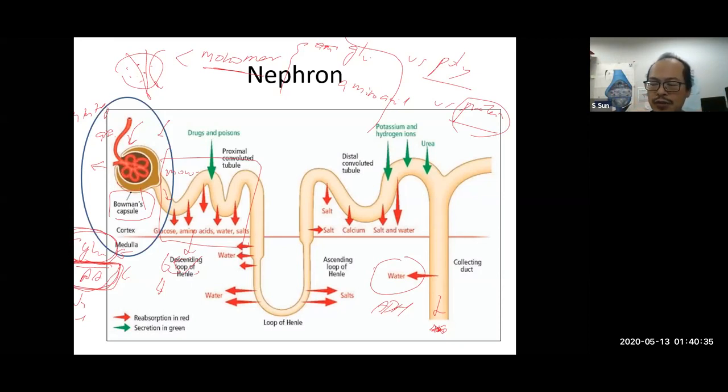This is very much like hiking. We hike from the beginning: filtration, proximal, and the loop of Henle. We have not finished the whole trail yet, but we are already more than halfway through. Even though we are not finished yet, you already learned the major portion: the glucose reabsorption and amino acid reabsorption. Those all happen in the proximal convoluted tubule.